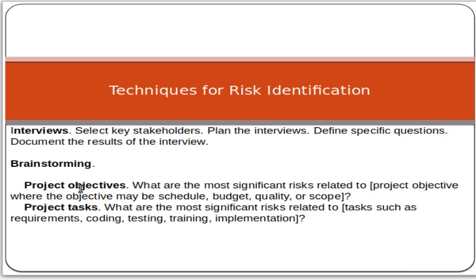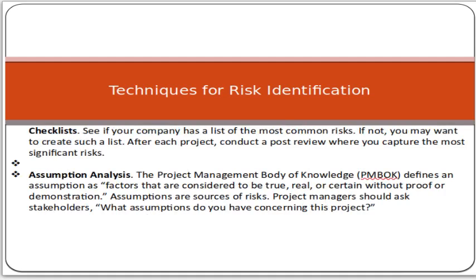So brainstorming with respect to project objective means what are the most significant risks related to the project objectives. Project tasks means what are the most significant risks related to tasks such as requirements, coding, testing, training, implementation. These types of risks can be openly discussed with each other in a meeting session. Okay, so then we can make a checklist.